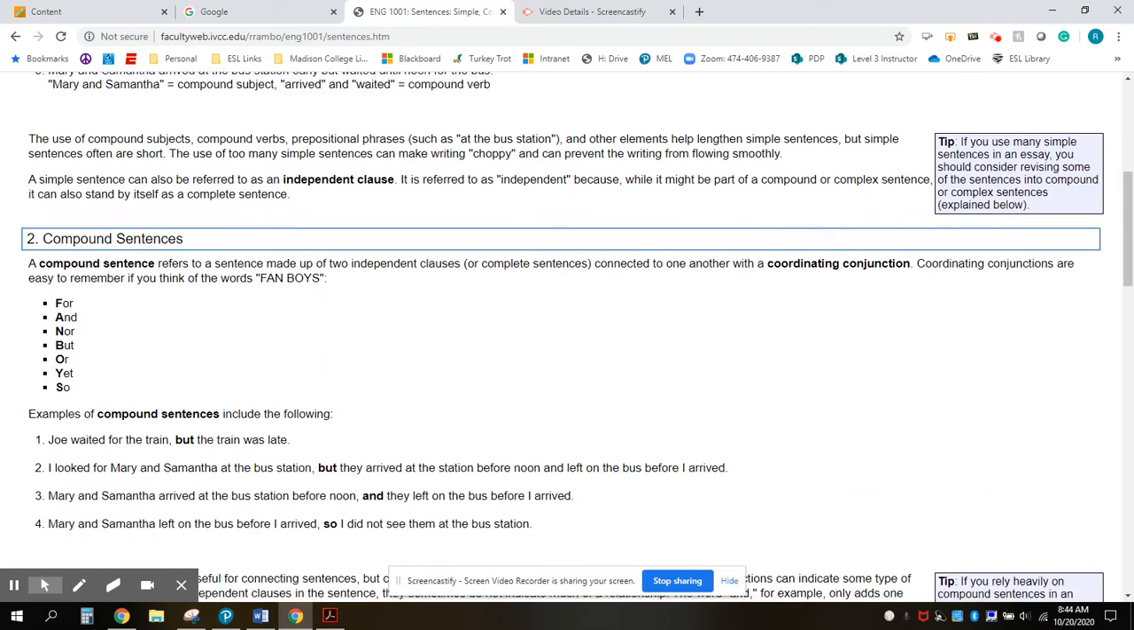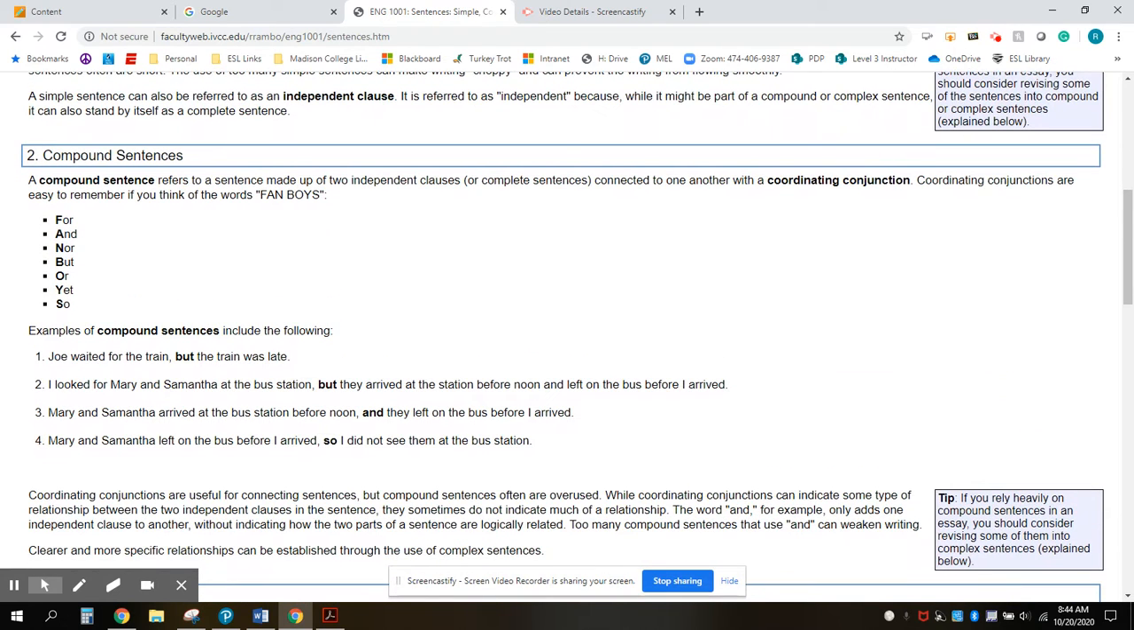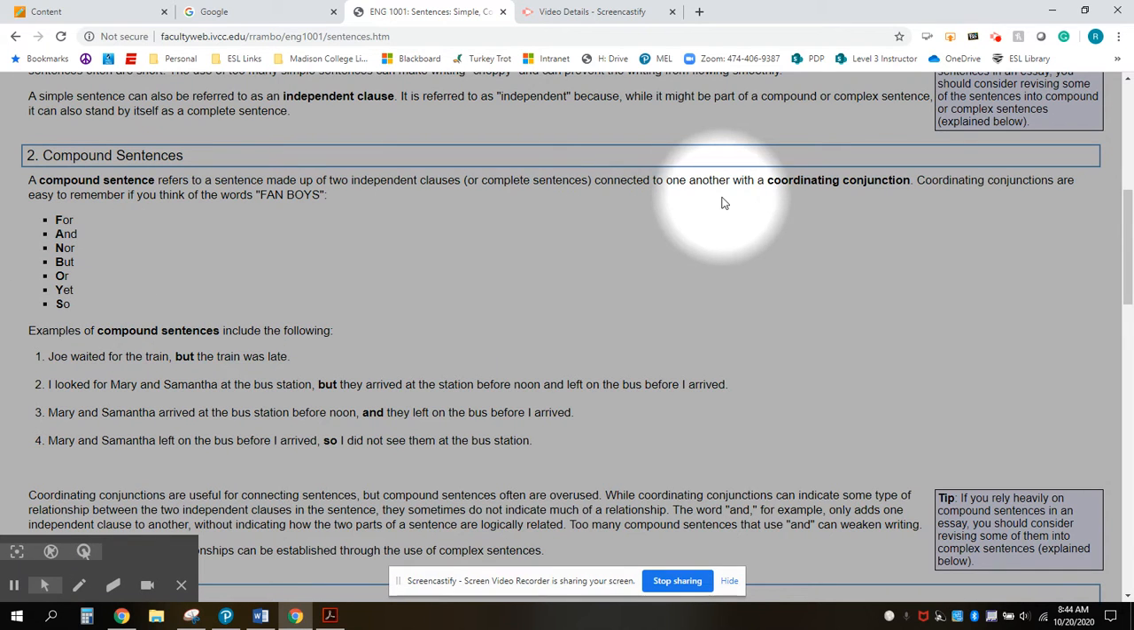Compound sentences are two simple sentences that are connected with what we call coordinating conjunctions. An easy way to remember coordinating conjunctions is with this acronym FANBOYS. FANBOYS stands for for, and, nor, but, or, yet, and so.